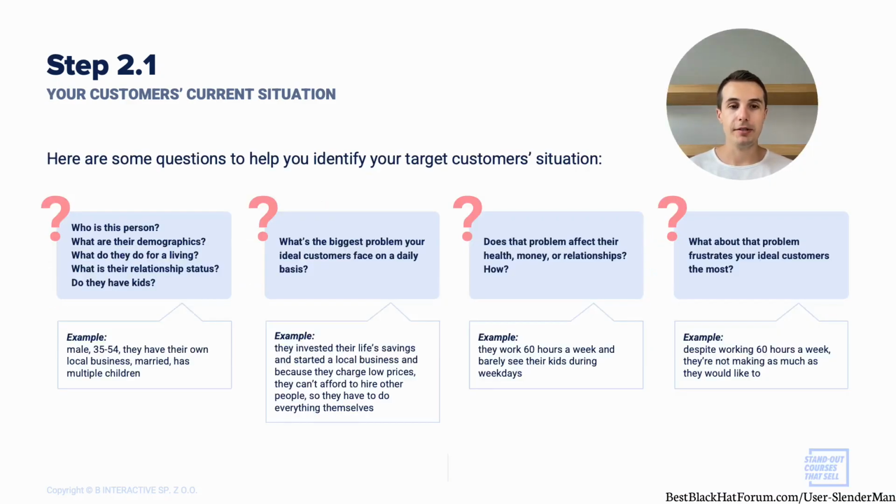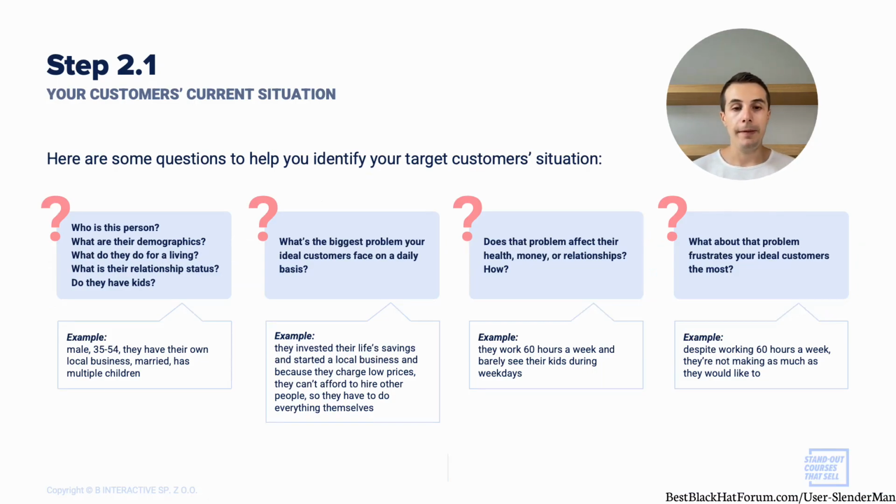And of course, I have some questions that are going to help you identify your target customer's current situation. So the first part of the questions are going to be about their demographics. So we want to be able to describe this person, like who are they? Are they male or female? What do they do for a living? What is the relationship status, and do they have kids? What is the biggest problem that they face on a daily basis? How does that problem affect their health, money, and relationships? And what about the problem frustrates your ideal customer the most?